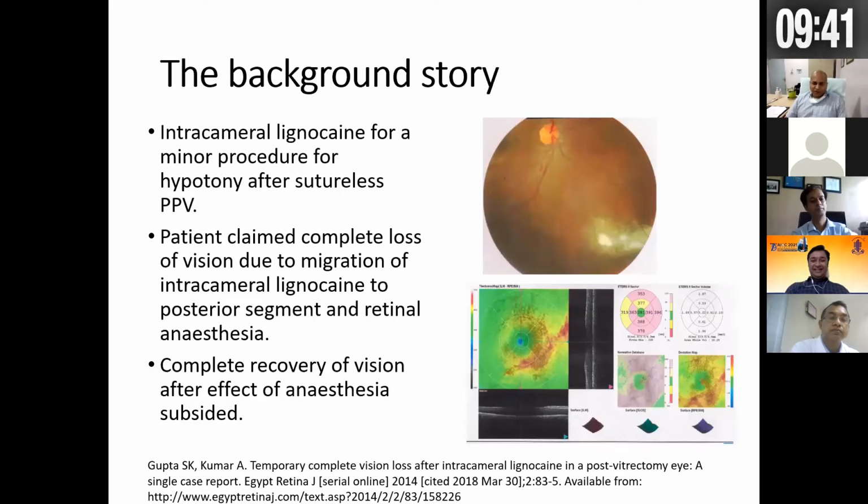Now there's a small background story here. I operated on a patient for cysticercosis, and then there was some leak from one of the sclerostomies because it was a sutureless surgery. Next day I had to augment some IOP plus I had to put a suture. So I thought that putting in some amount of lignocaine would help in anesthetizing the patient. I didn't do it under local anesthesia because it was just a scleral suture.